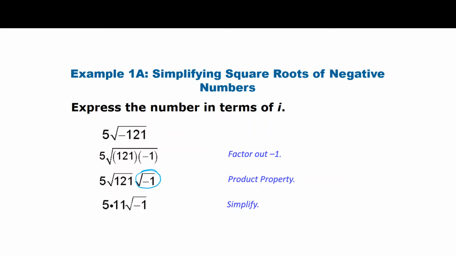So we're going to simplify. We know the square root of 121 is 11. And then we have our square root of -1, and we know that is going to be an i. So in the end, we have 55 times the square root of -1. And now to express it in terms of i, 55i. Hope you could find that pretty simple to follow.